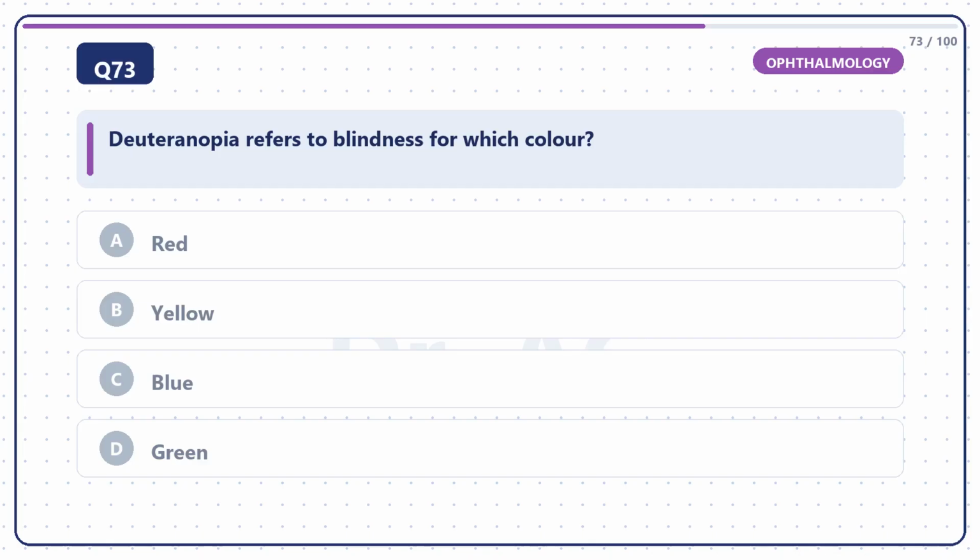Hyphema. Question 73. Deuteranopia refers to blindness for which color? Option A. Red. Option B. Yellow. Option C. Blue. Option D. Green.